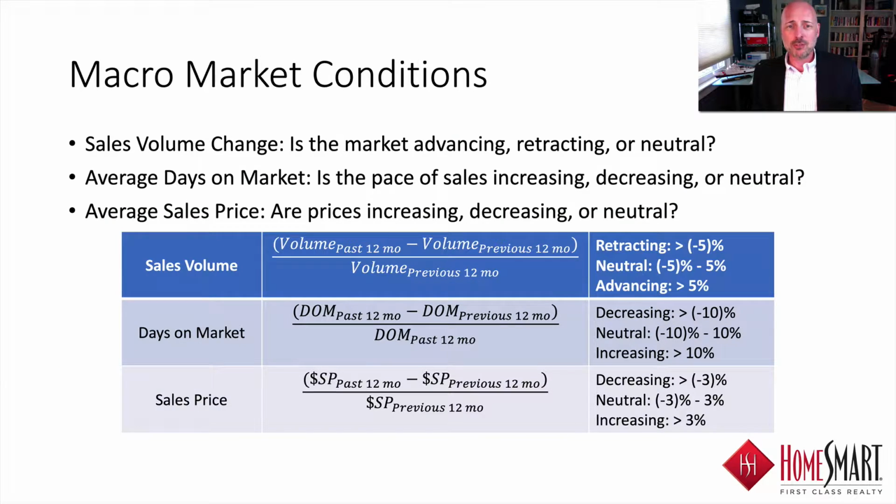Then you're going to look at your macro market, the town as a whole. Is sales volume advancing, declining, or neutral? Time on market, average sales price, all that. Are they advancing? Are they declining? Are they neutral? And each one has a slightly different range for what is neutral or holding steady. For sales volume, I say plus or minus 5% is neutral. Time on market, plus or minus 10%. And pricing, plus or minus 3%. So you'll take that into account in assessing pricing.